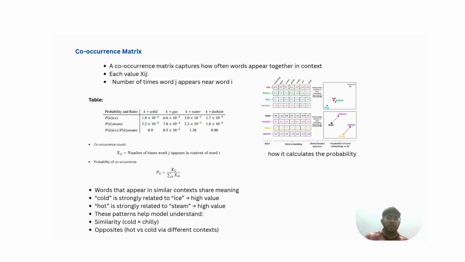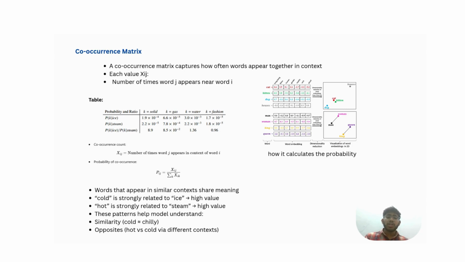Now, let's see what the co-occurrence matrix is. The co-occurrence matrix is the foundation of GloVe. It is constructed by scanning the entire corpus and counting how often words appear near each other within a fixed window. For example, consider the sentence: the ice is cold. Here, ice appears near cold, so their co-occurrence value increases. Similarly, in steam is hot, steam appears near hot. Over a large corpus, these patterns become very strong signals.